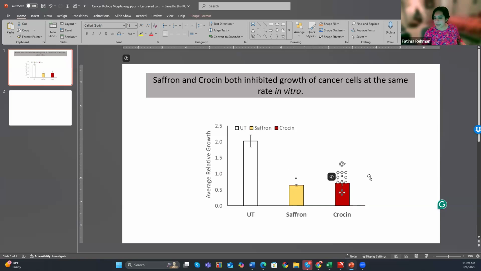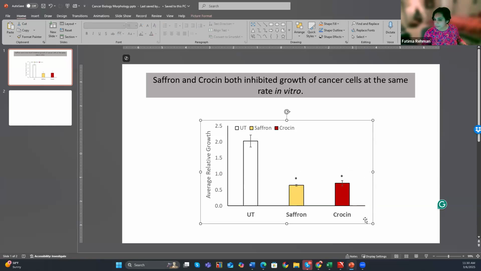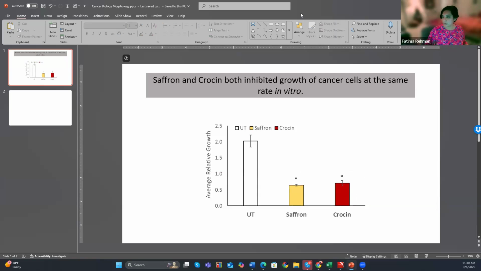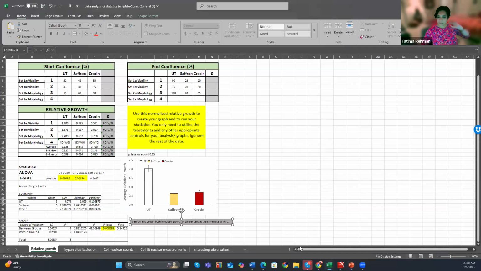And you see how I put the asterisk there? This would be for me to show significance between untreated and these treatments. Cool? So yeah, that's what you'll be turning in.